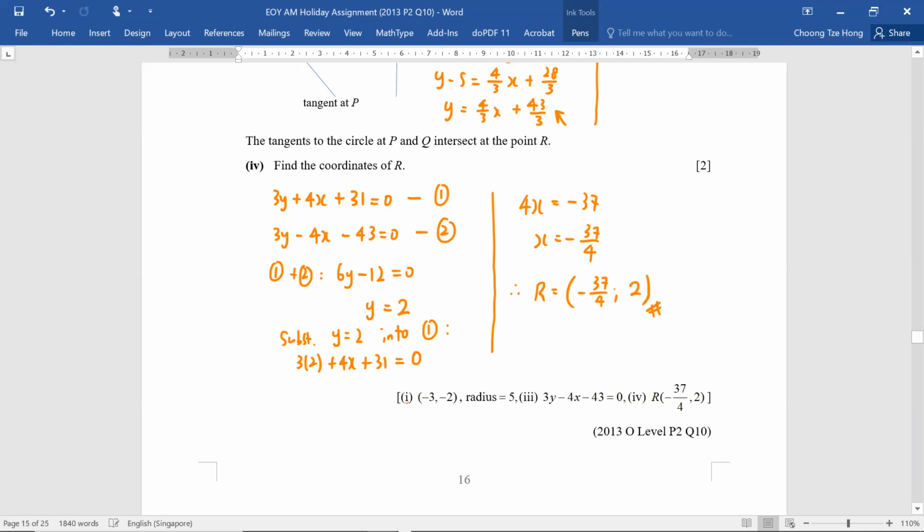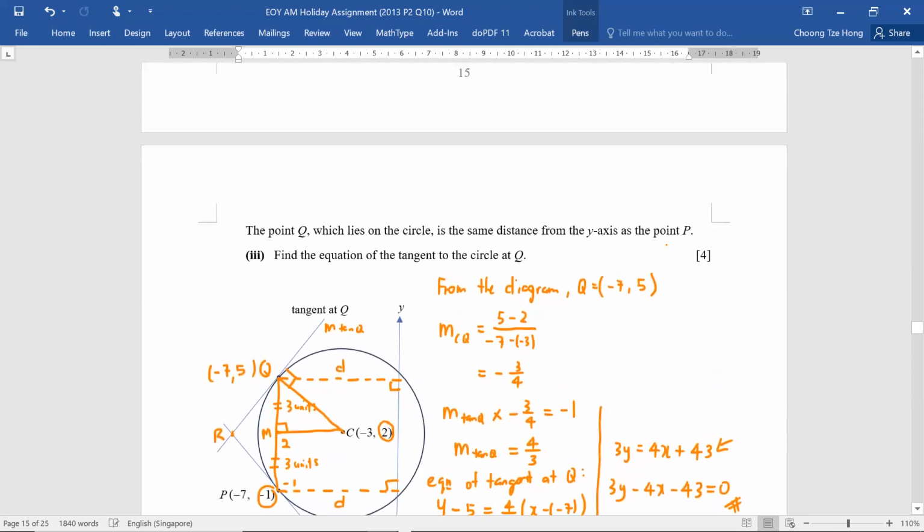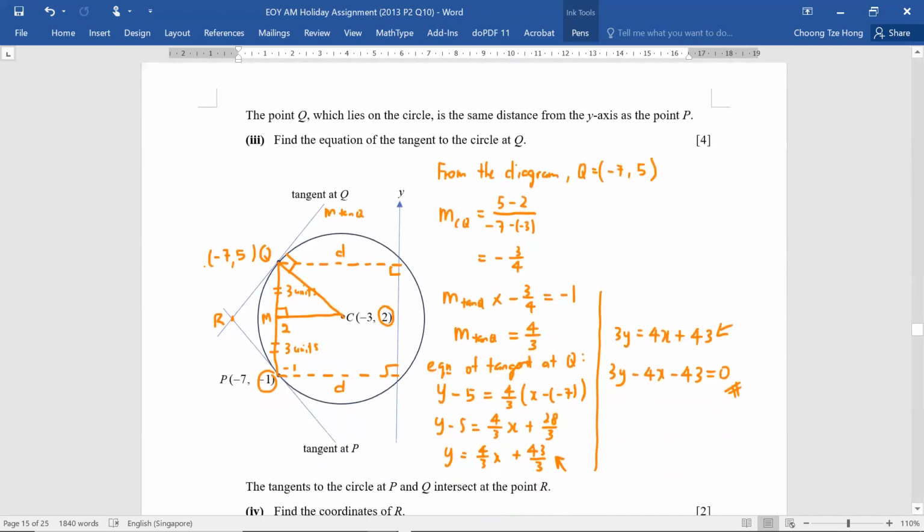This is how you solve a question like this. This is a paper 2 question, that's why it's a slightly longer question, total of 12 marks. You can see that part 1 is easy. Parts 2 and 3 are rather standard, finding the equation of tangents, just that for part 3 you need to figure out the coordinates of Q first, so that requires some thinking. But again, I strongly encourage you to draw a diagram. Bring your compass to the exam, draw a nice circle, it will help you visualize the question better.